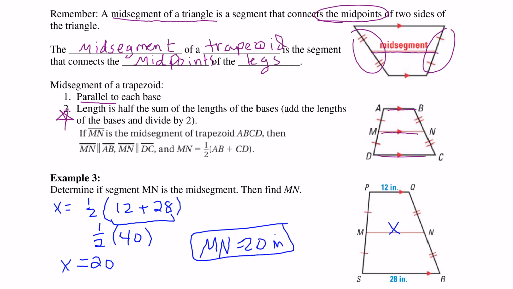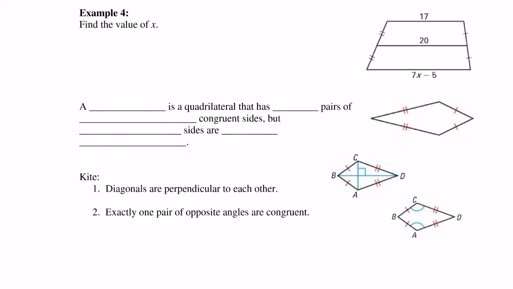So in this next one, we're going to do the same thing. So we need to set our 20 equal to half of adding the bases together. So 17 plus my 7x minus 5. So I'm adding the two bases together, dividing by 2, and that equals my 20. To simplify, I can combine my 17 and my 5 together. So I get 12 plus 7x.